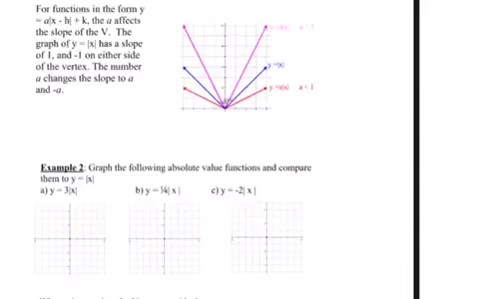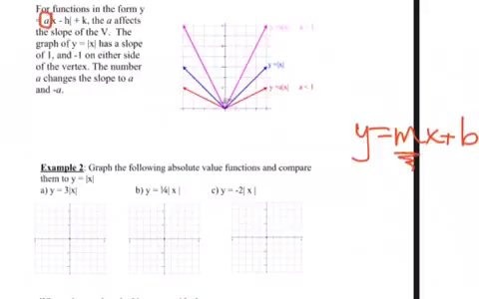Alright, I can do more than just translate. I can also affect how wide or skinny the graph is, and that's by putting a number out in front. Y equals mx plus b, for just a plain old line, the m is what controls how steep the line is. So we're going to treat this like slope.